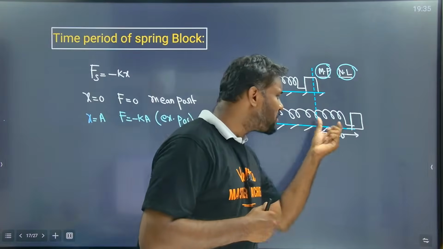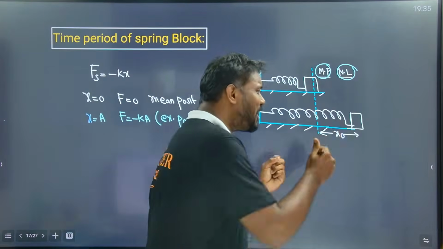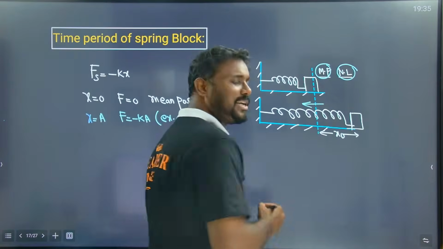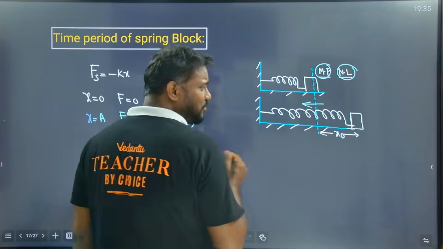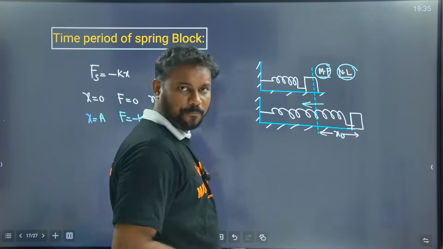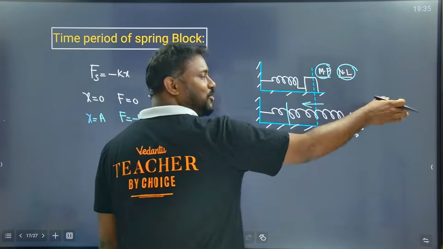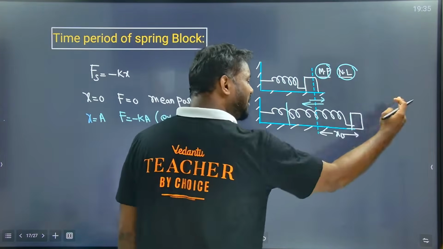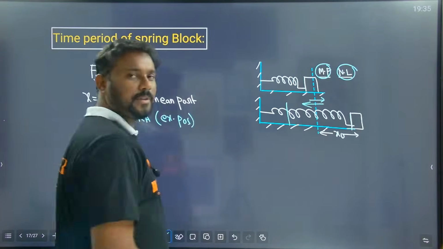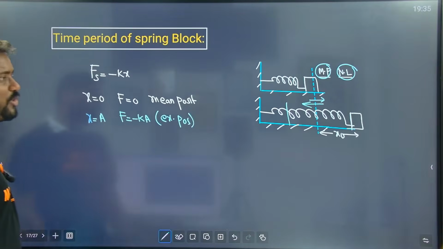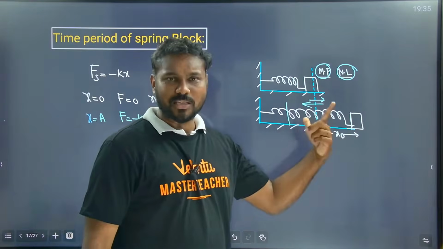Once we apply a force and displace it, what happens? The restoring force will act in this direction. What can we call the displacement? x0. Right? If we release it, what happens? It will come back to this point. The restoring force again acts in the direction. So it will oscillate continuously. Right? This is a very important thing. So it will also execute simple harmonic motion.